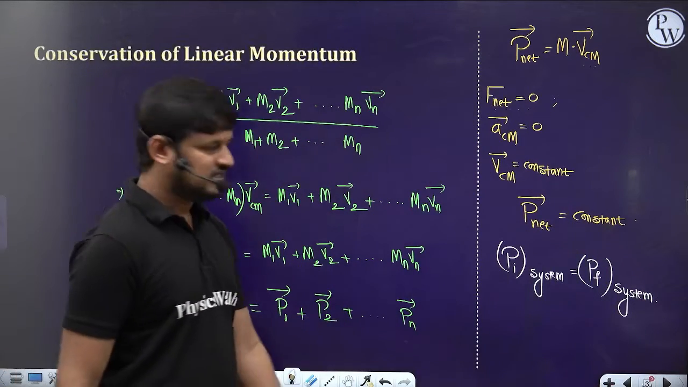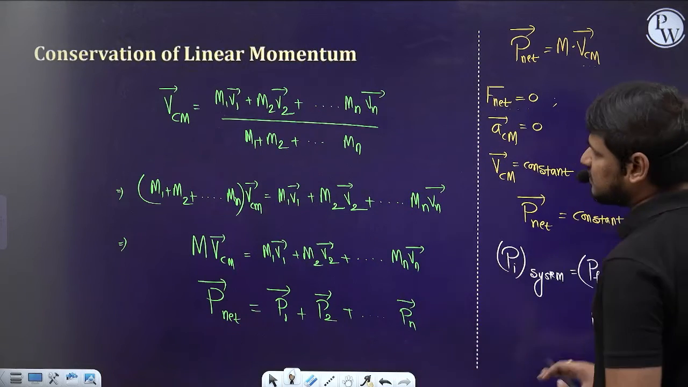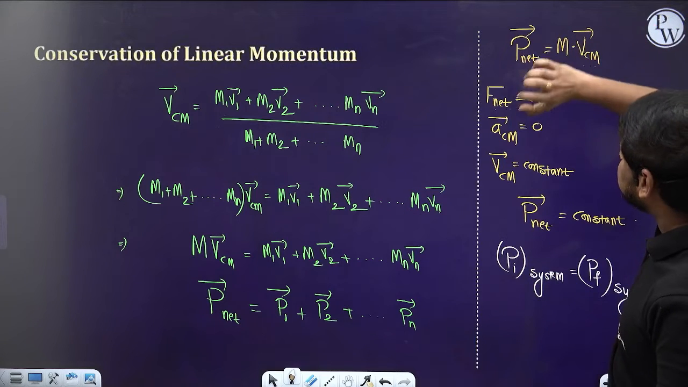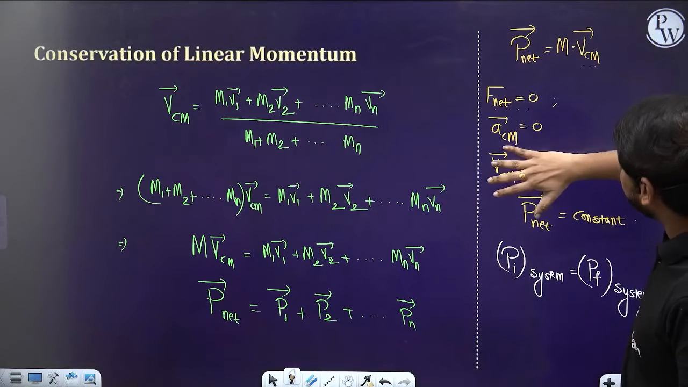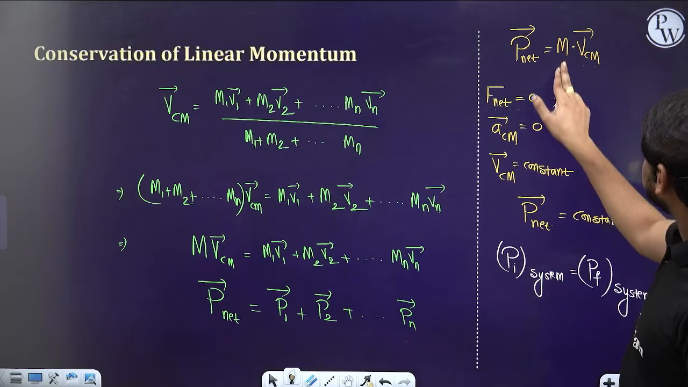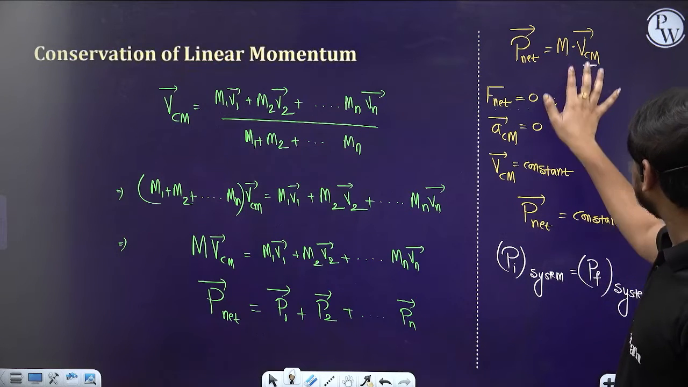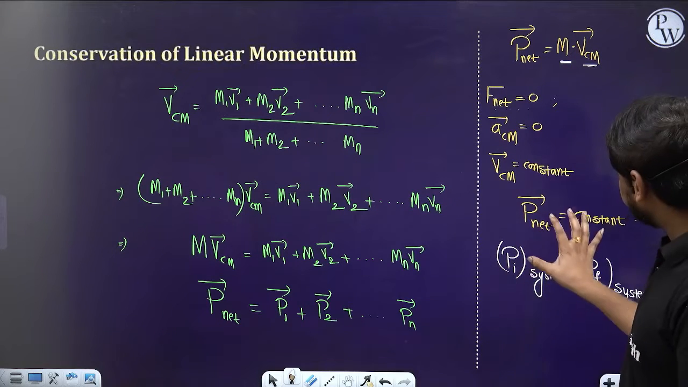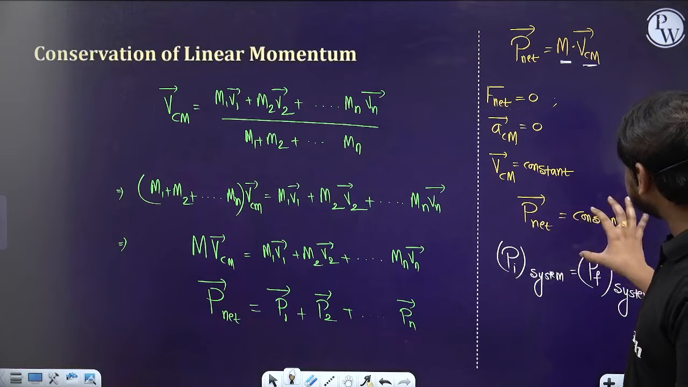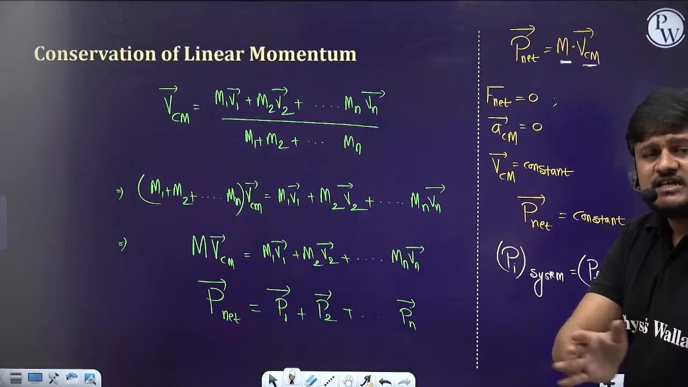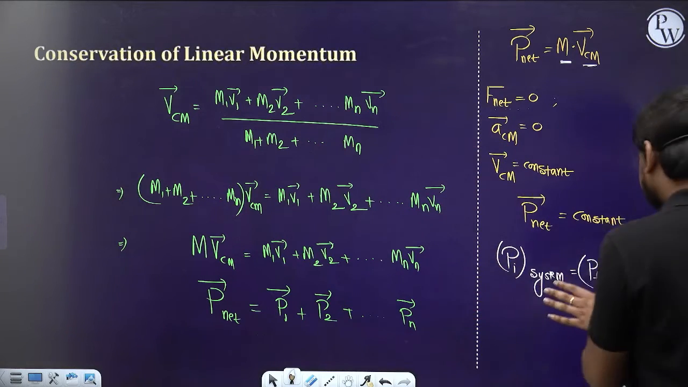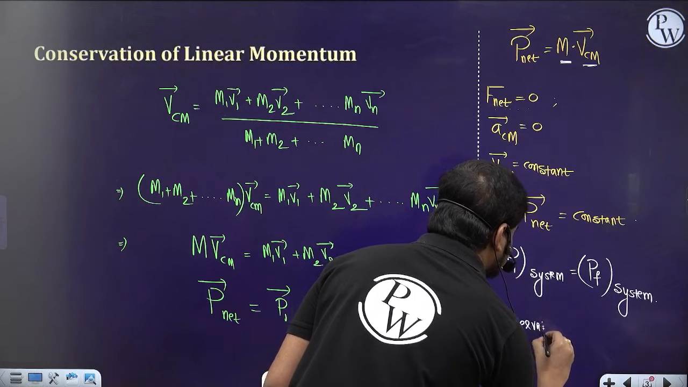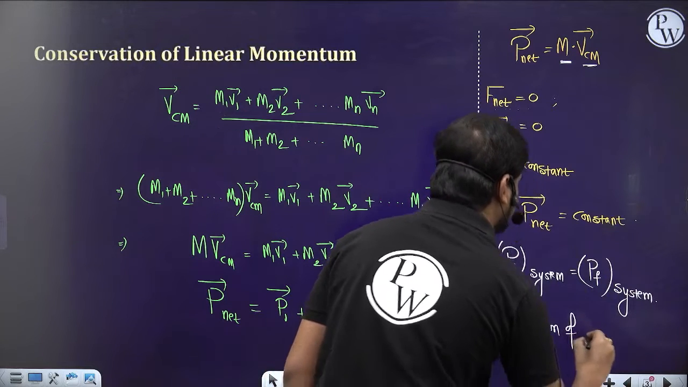That's it. Clear? So this is the conservation of linear momentum. Understood, guys? If there is no net force acting on the body, then the acceleration of the center of mass is 0, so the velocity of the center of mass is constant. Mass is however constant, so P net is going to be constant. So the net momentum of the system is constant, which means whatever the initial momentum is, the final momentum is the same. This is the conservation of linear momentum.